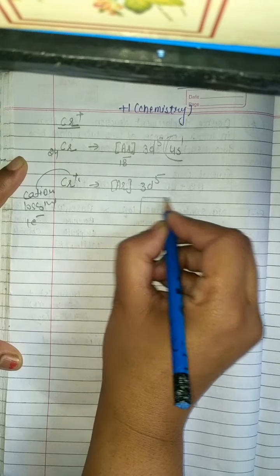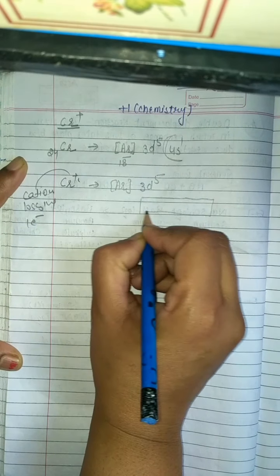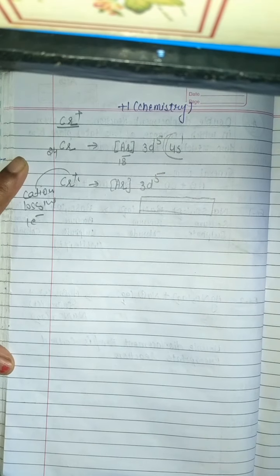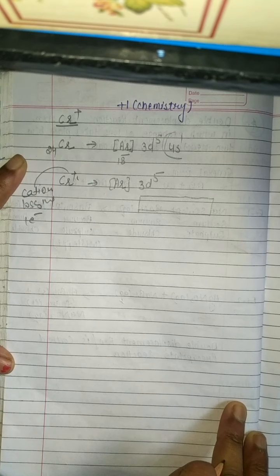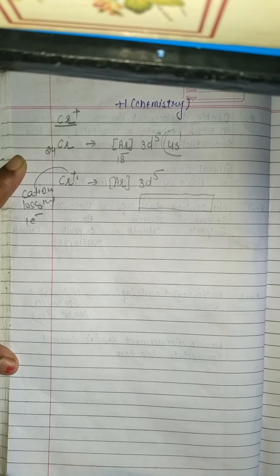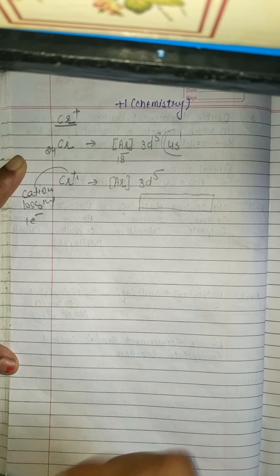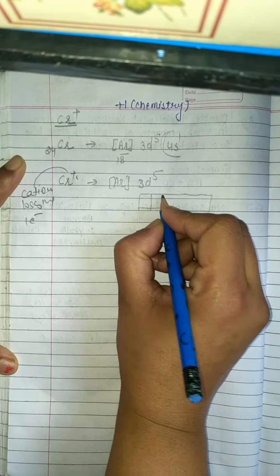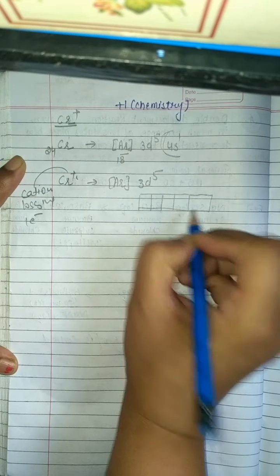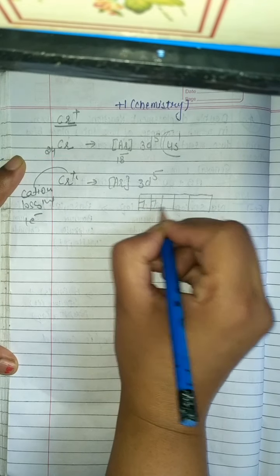Next, we have to mention it in our orbitals. Most of you do not mention the diamagnetic or paramagnetic character. You are just writing the answer, paramagnetic or diamagnetic. Show them in the orbitals also. In that, we have to make clear whether they have a diamagnetic character or a paramagnetic character.